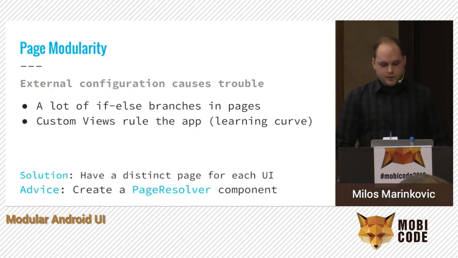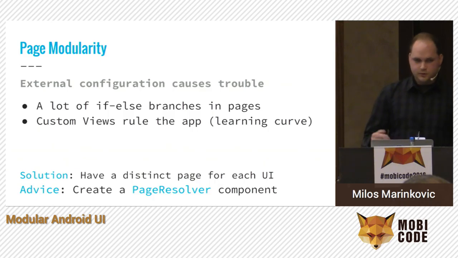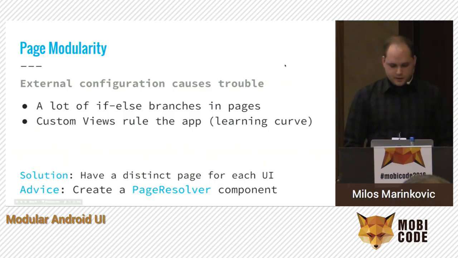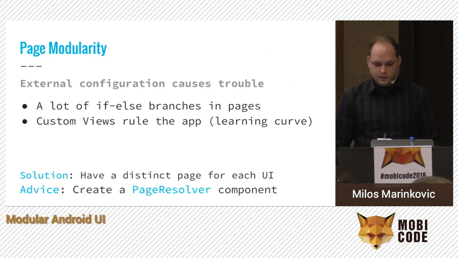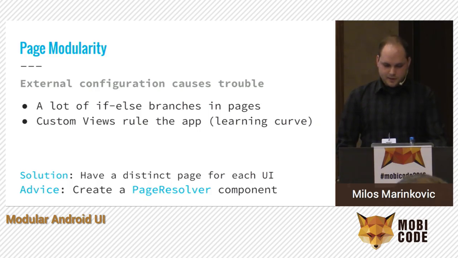So we decided to have a distinct page for each UI component, and we added another thing called a page resolver that would kick in when you call navigate.withBundle.to and you say which page. The page resolver would actually resolve the page you should go to. So if it's running on a tablet and the client wanted to have a big logo, you would just say go to login page, and we would know, okay, show the big logo tablet login page. This keeps our code minimal and helps us create fewer bugs.